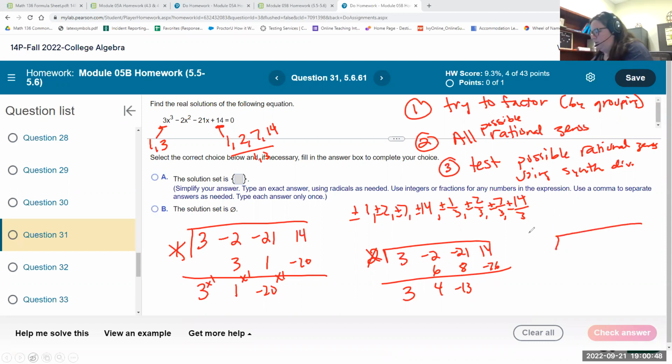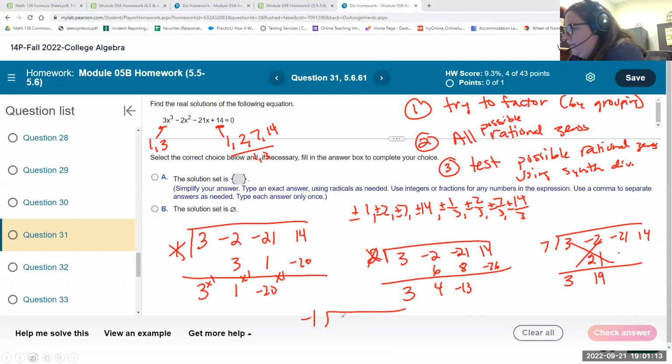I'm going to try 7. So drop down, multiply, add, multiply. That's going to get way too big. I know that's not going to work. I'm going to go the other direction and try -1. So drop down, multiply, add, multiply, and closer there. I'm going to try -2.